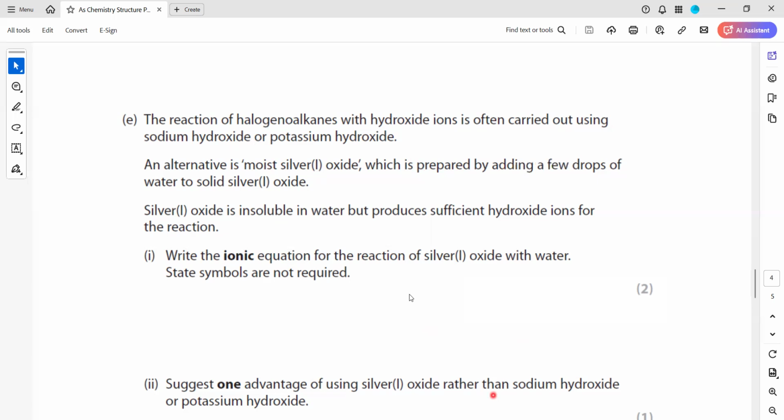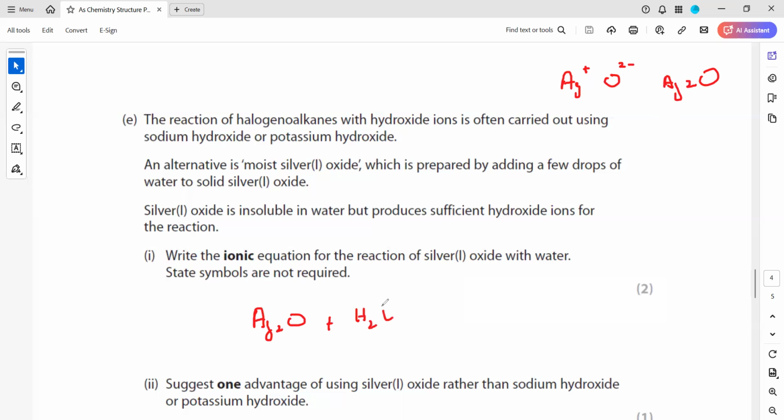So using the information, you just have to complete a balanced equation. As you can see, silver 1 oxide is mixed with water. It is forming silver and hydroxide ions. And the equation must be balanced, as it's a few drops of water added to silver 1 oxide, and silver 1 oxide is insoluble. So what will be the formula for silver 1 oxide? Silver has a valency of +1 and oxygen is -2. So silver 1 oxide will be Ag2O. It is mixed with water.